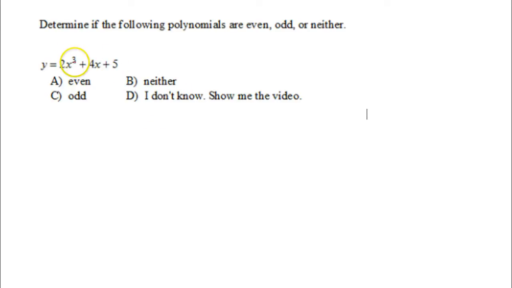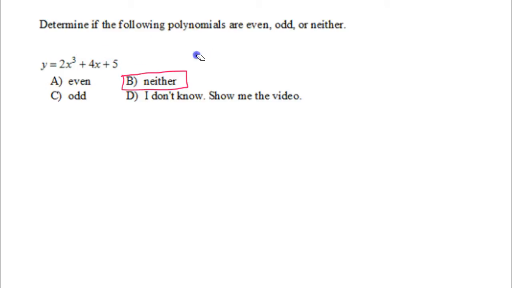So I see an exponent of 3. Having just an x is like having x to the 1 power. And having just a 5 is like having 5x to the 0 power, because there are 0 x's here, and there's 1 x here. Okay, now here's the thing. 3 is odd, and 1 is odd. But 0 is even. So we have odds and evens. That means this function is neither even nor odd.